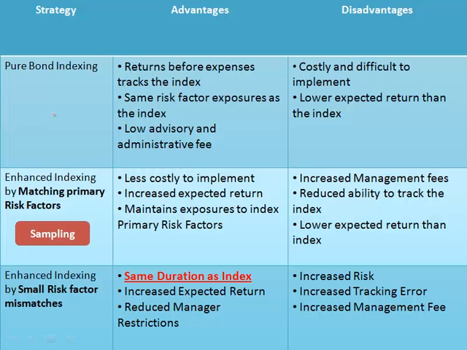So now we'll go through this table to understand each one of them. First one is pure bond indexing. It is purely a passive strategy. What you're doing in this strategy is that you are trying to replicate the cash flows or replicate the securities in the index exactly as it is.